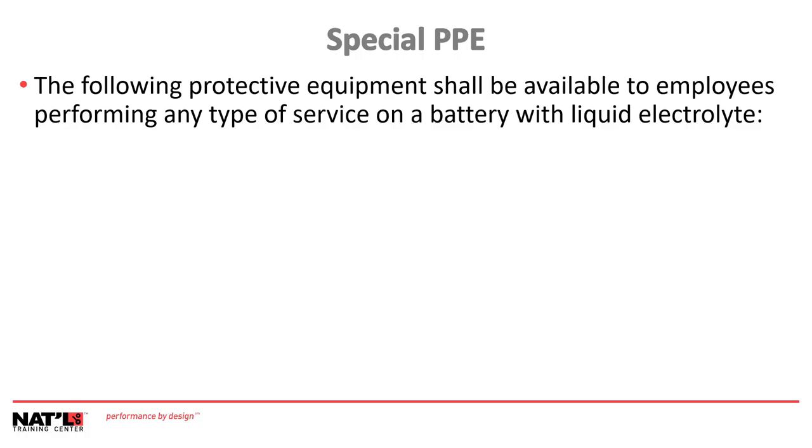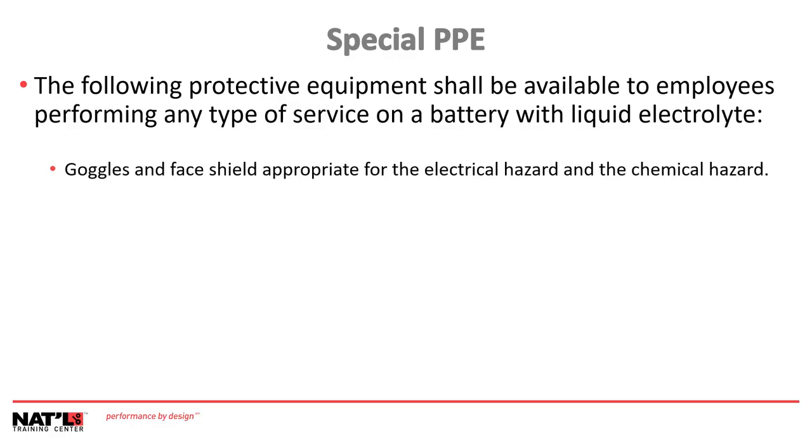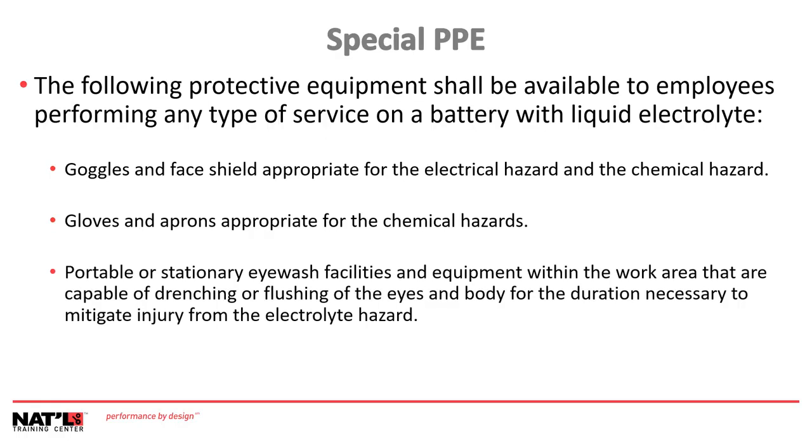The following protective equipment shall be available to employees performing any type of service on a battery with liquid electrolyte. Goggles and face shield appropriate for the electrical hazard and the chemical hazard. Gloves and aprons appropriate for chemical hazards. Portable or stationary eye wash facilities and equipment within the work area that are capable of drenching or flushing of the eyes and body for the duration necessary to mitigate injury from the electrolyte hazard.